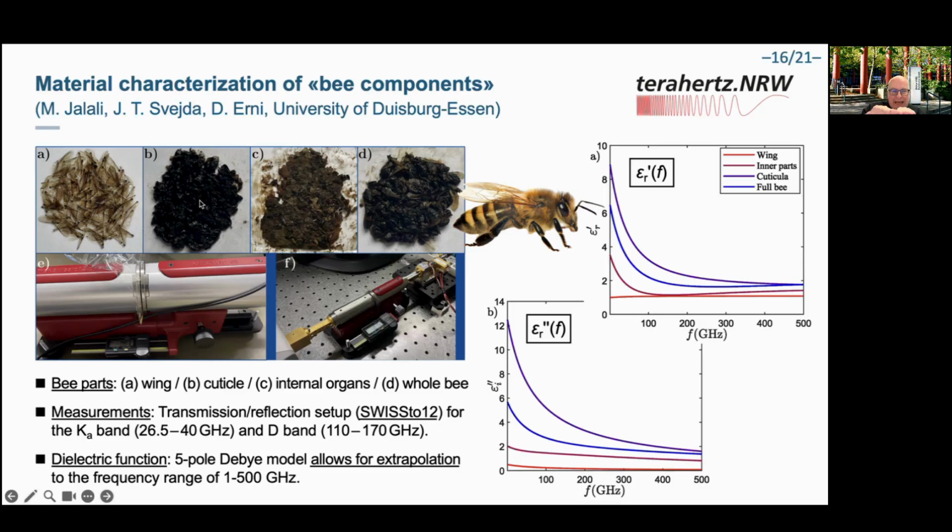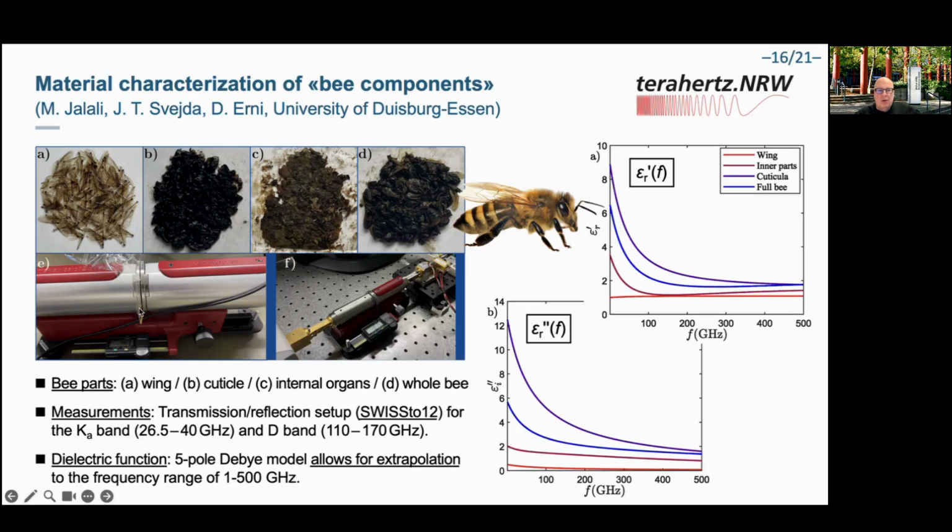So the cuticle is the chitin armor surrounding any insect, and it is also believed that this chitin armor is slightly semiconducting. That would actually provide a natural shielding against electromagnetic fields, and I will show in an instant whether this applies. We have a third material probe containing all the inner organs, and then also a material probe containing the overall bees. And these material probes are sandwiched between two clinch foils, which are then introduced within a transmission reflection measurement setup provided by Swiss 12.